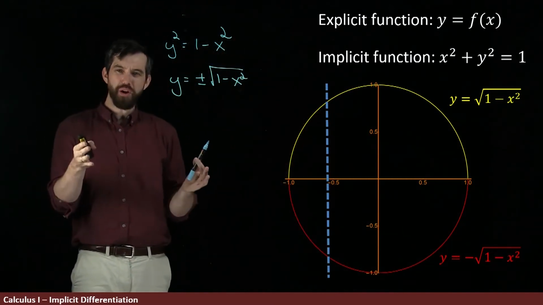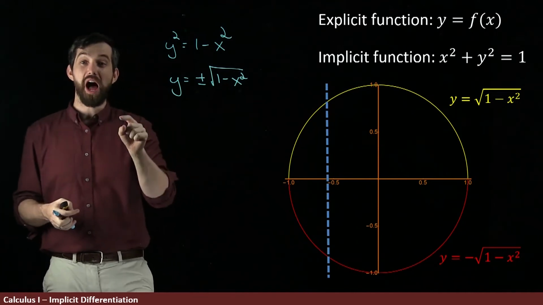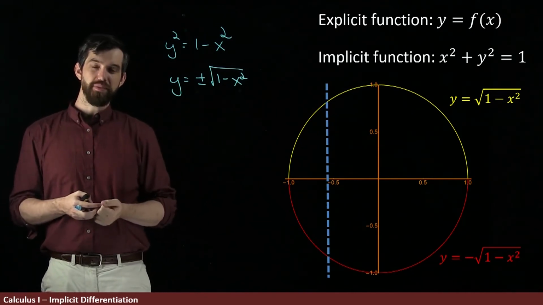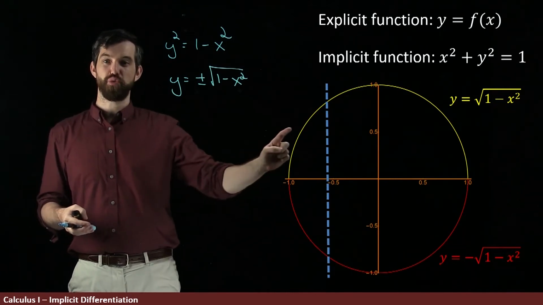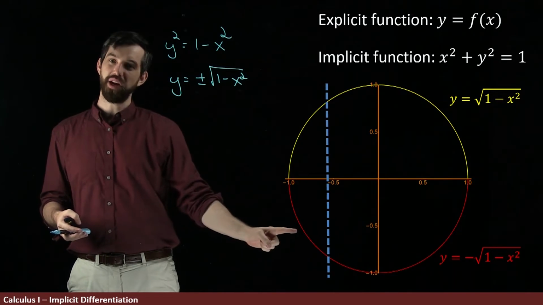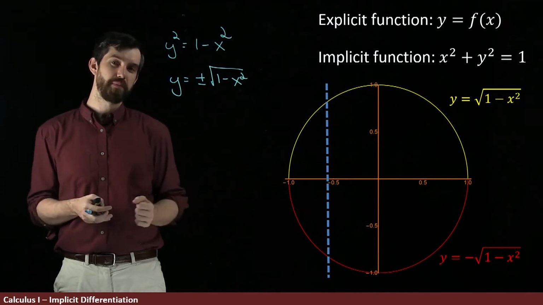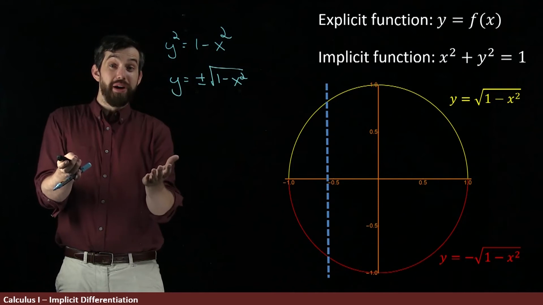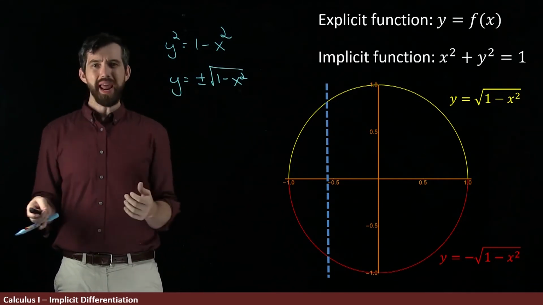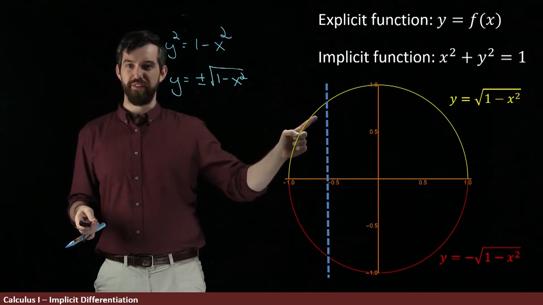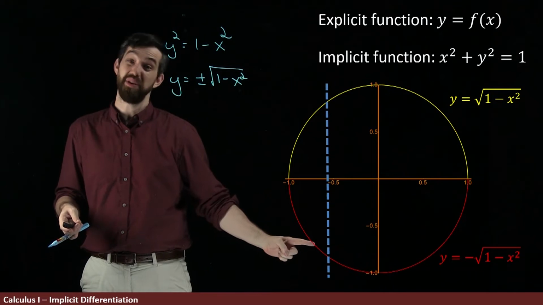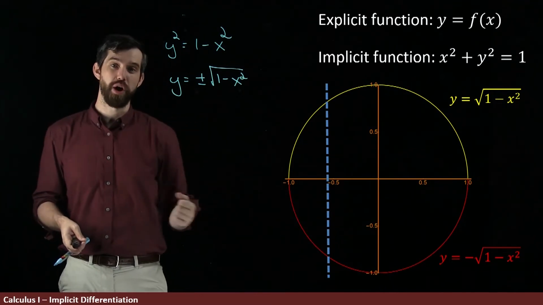So maybe now my question should be, I want to find the derivative of y with respect to x. And the idea is going to be that if I want to take the derivative over here, I'm going to use the yellow. And if I want to take the derivative down here, I'm going to use the red. Now, we might ask the question, what's the derivative of y with respect to x? One answer would be, I could just look at where I'm interested in. If I'm interested here, I'm going to use the positive square root, the yellow. If I'm interested in the derivative down here, I'll use the negative square root, the red.